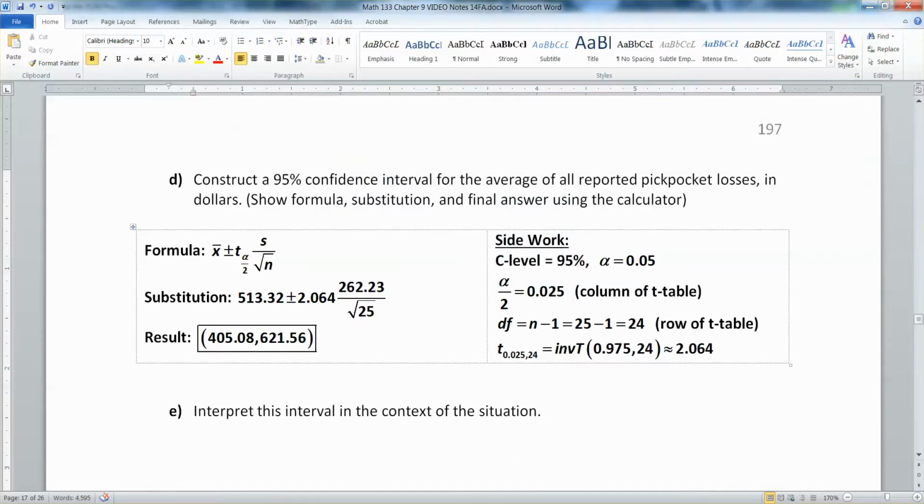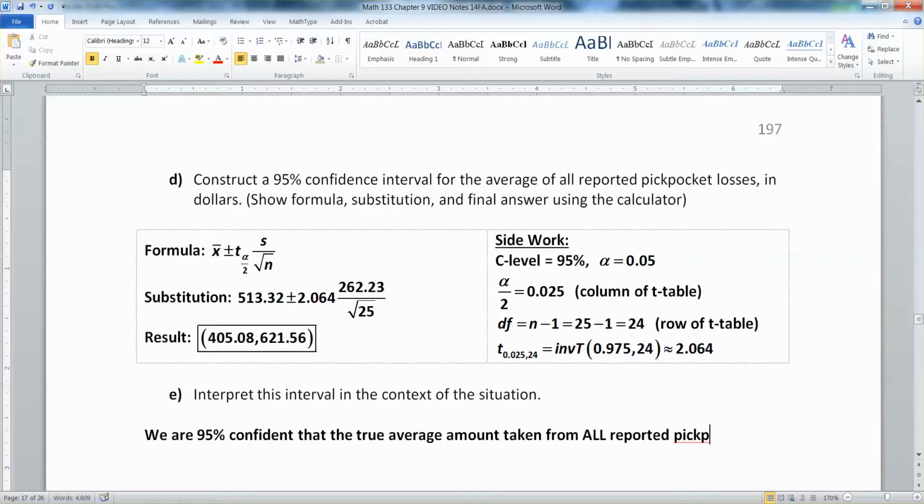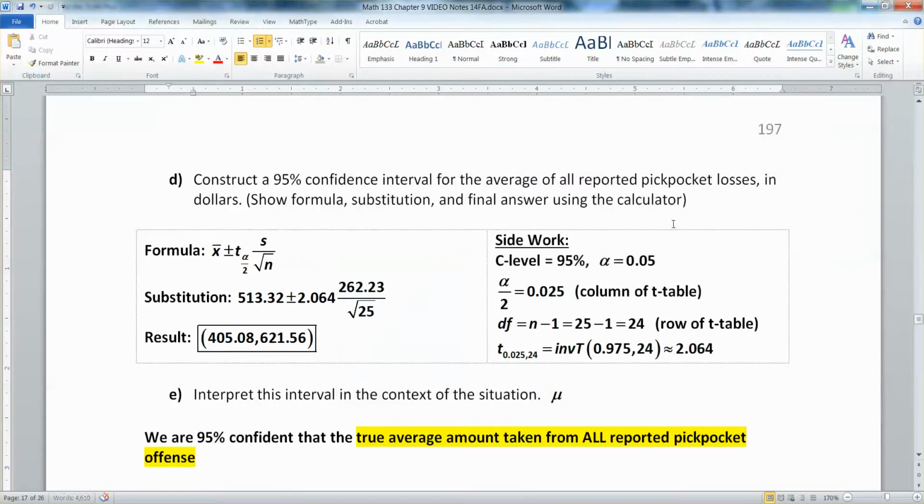Now, what does this mean for pickpocketing offenses? What do we think? We are 95% confident that the true average amount taken from all reported pickpocket offenses. All of this, everything I just wrote, the true average, all of that is just to explain mu. Remember, you're making a confidence interval for mu. All that phrasing is just to explain what mu is. Mu is the true average amount of pickpocketing offenses, for all reported pickpocket offenses.